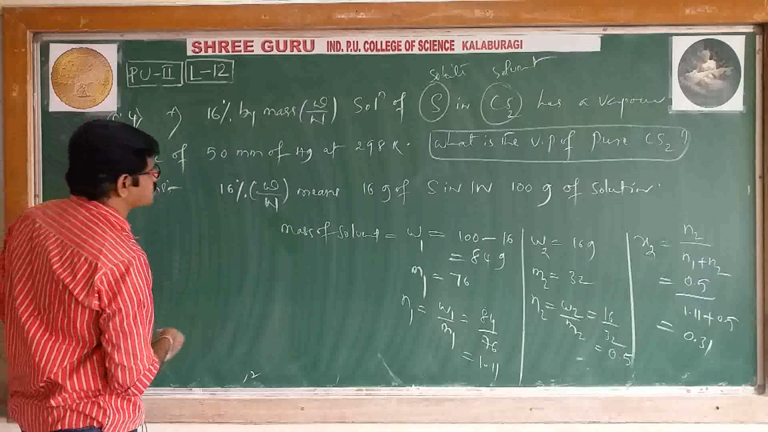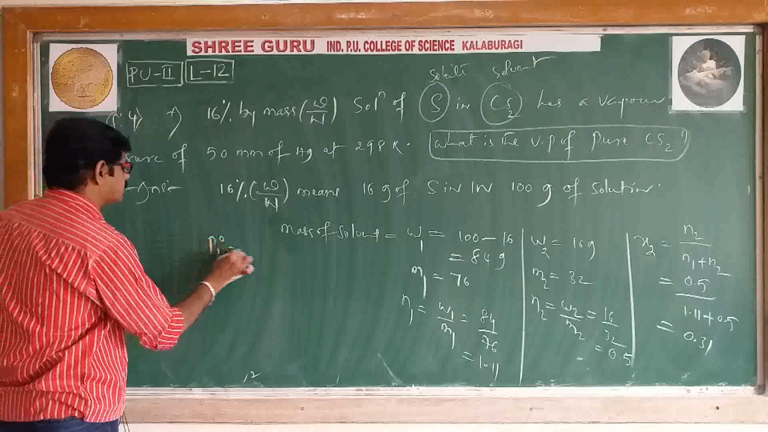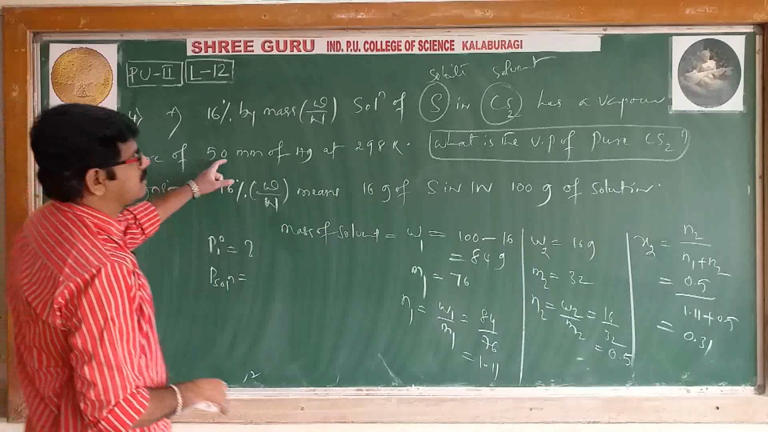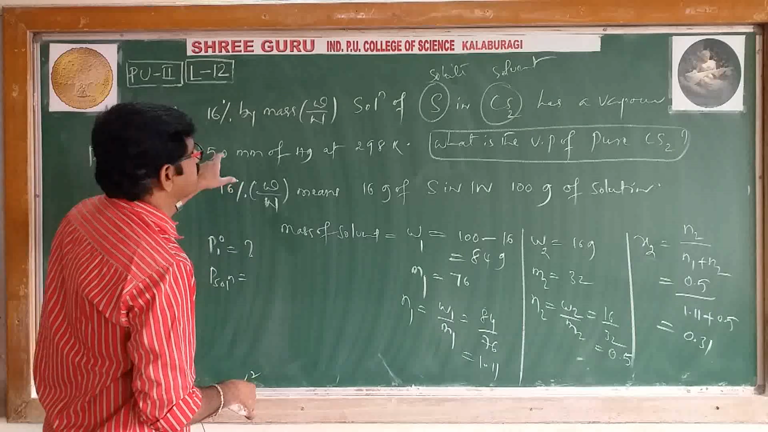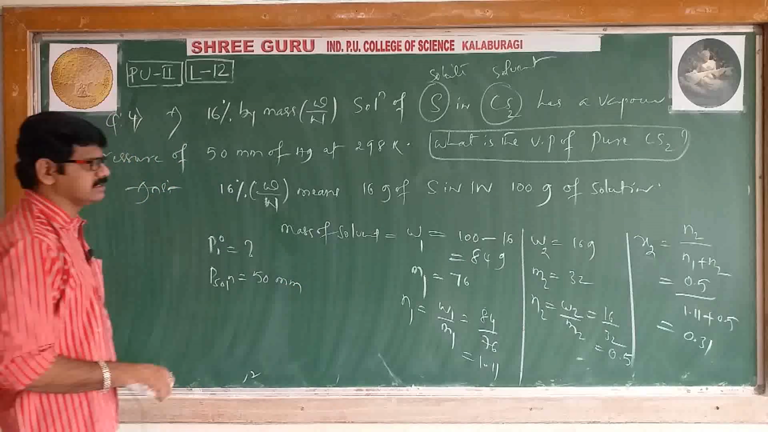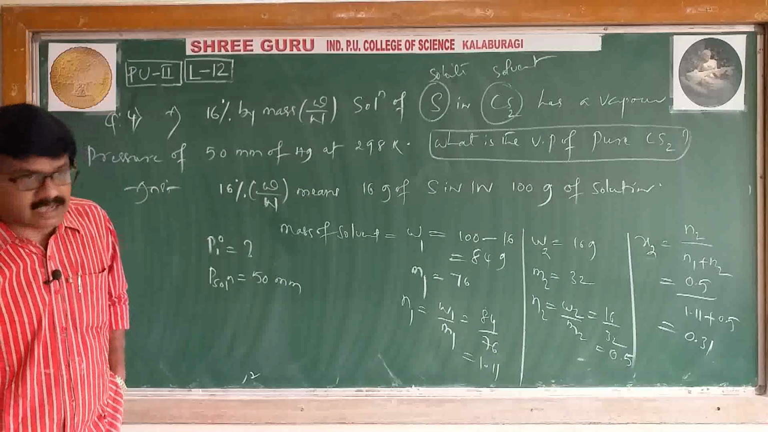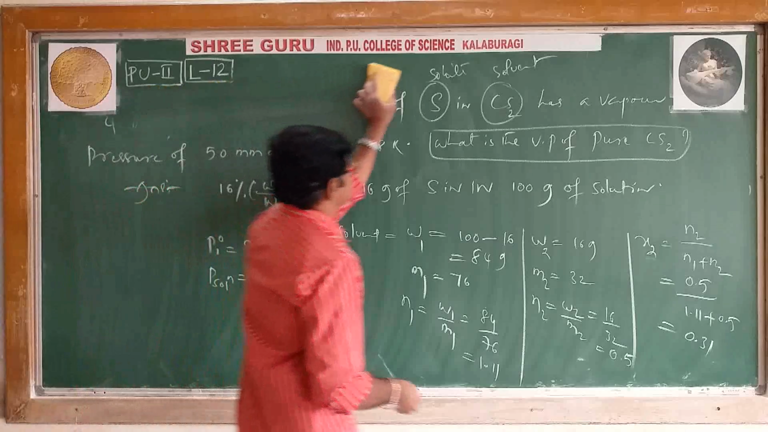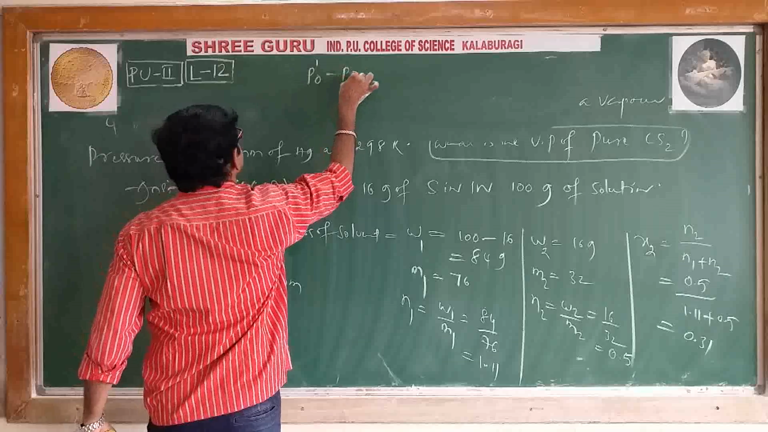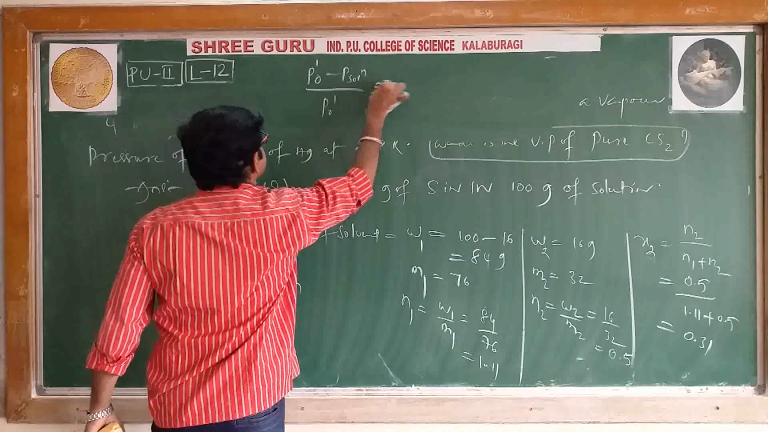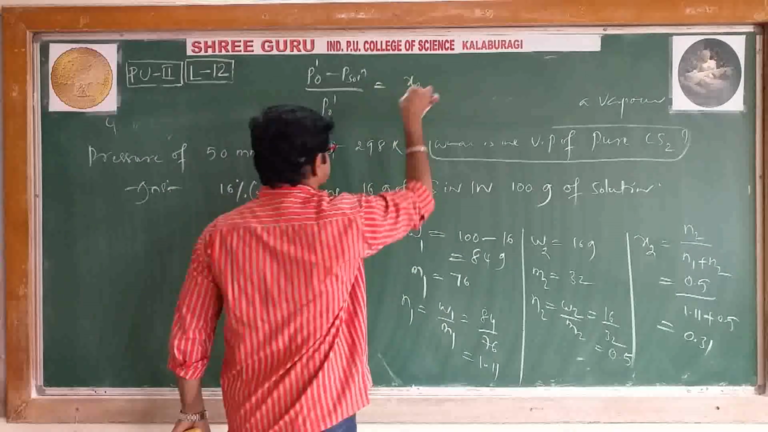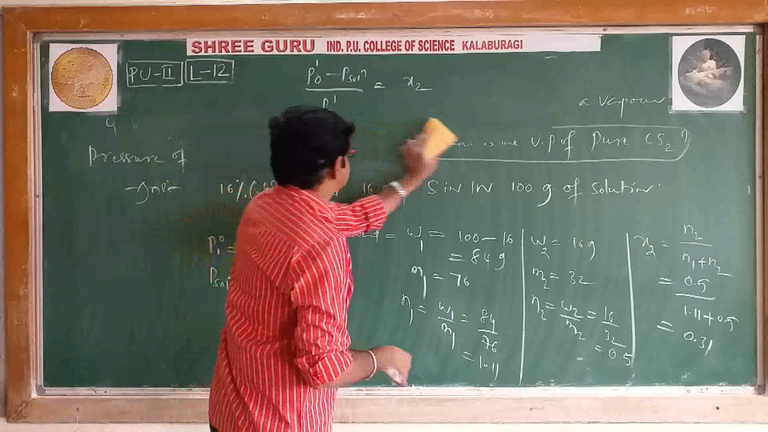We will write the remaining data also. Here, P1 naught, question mark, and P solution, vapor pressure of solution, is 50 mm of Hg. Right, we'll take again our Raoult's law formula. I'll write the formula here: P1 naught minus P solution divided by P1 naught is equal to n2 divided by n1 plus n2, nothing but X2. Already X2 we have substituted.